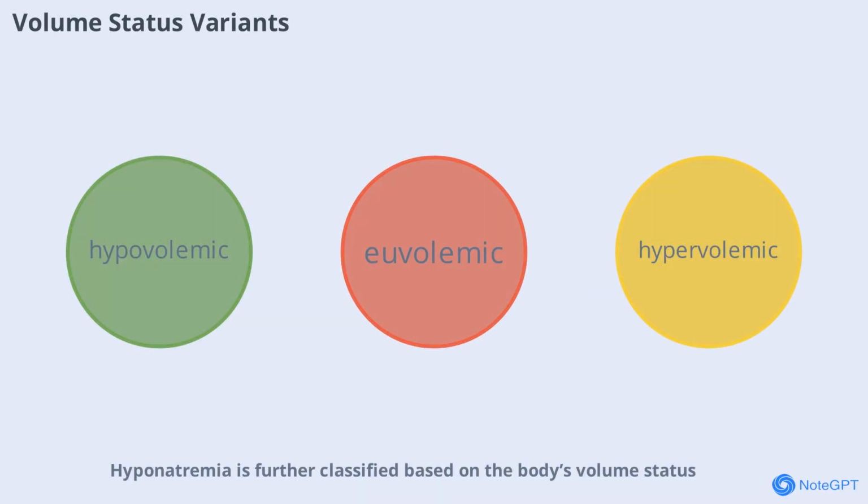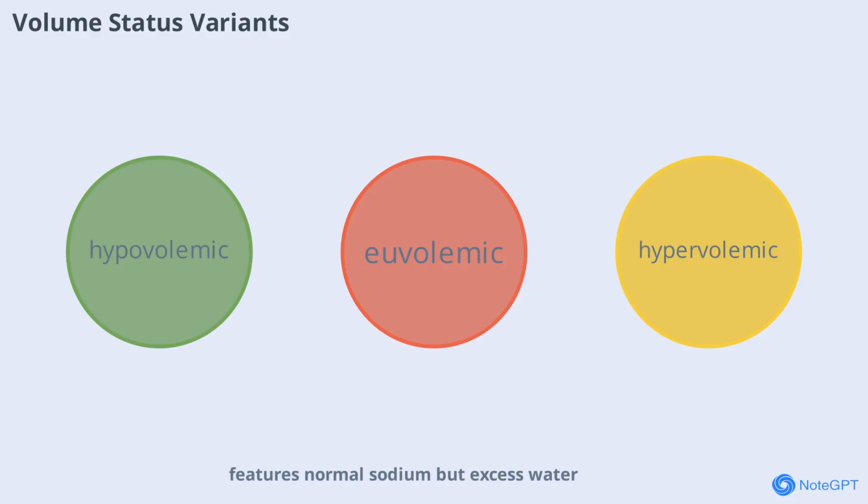Hyponatremia is further classified based on the body's volume status: hypovolemic, euvolemic, or hypervolemic. Hypovolemic hyponatremia involves both sodium and water loss, often from vomiting or diarrhea. Euvolemic hyponatremia, such as in SIADH, features normal sodium but excess water.